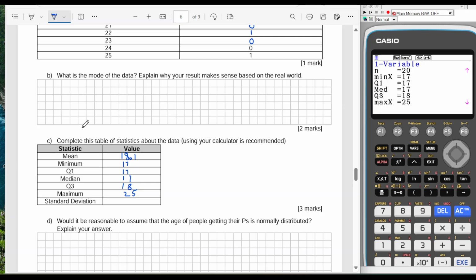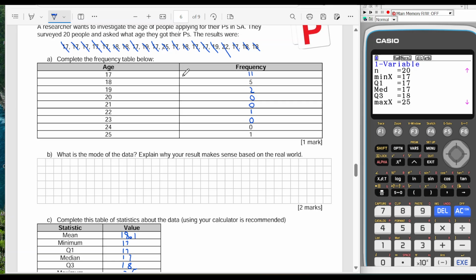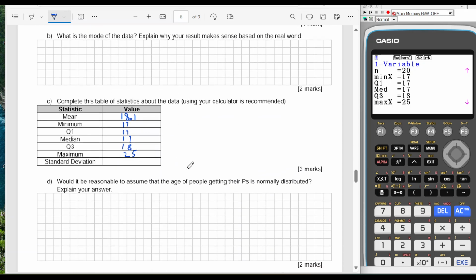And we need to figure out which standard deviation we're using. So they want to investigate the age of people in SA applying for their Ps, and they've only surveyed 20 people. I think there are more than 20 people in South Australia, so we have a sample standard deviation. So remember, that is for population and that is for sample, and your calculator gives you both. So we need to take the bottom one where it says Sx rather than sigma x, 2.02. So make sure you got that sample.